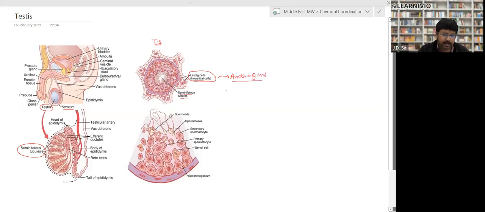The primary androgen which is found in human males is called testosterone. Testosterone. So start writing.